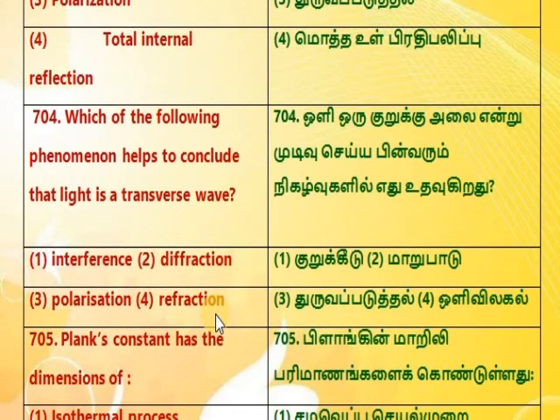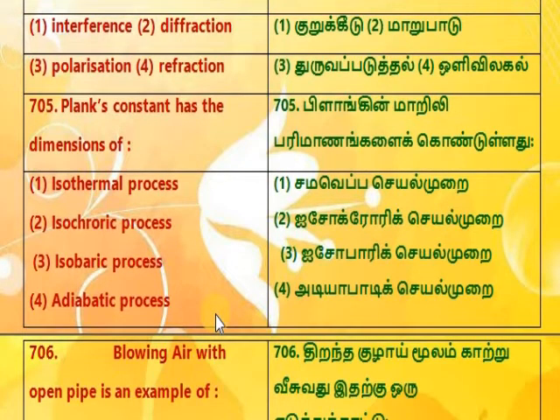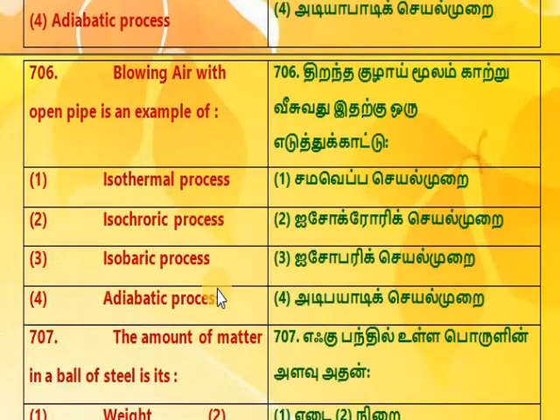704. Which of the following phenomena helps to conclude that light is a transverse wave? 1. Interference, 2. Diffraction, 3. Polarization, 4. Refraction. 705. Planck's constant has the dimensions of: 1. Isothermal process, 2. Isochoric process, 3. Isobaric process, 4. Adiabatic process. 706. Blowing air with open pipe is an example of: 1. Isothermal process, 2. Isochoric process, 3. Isobaric process, 4. Adiabatic process.